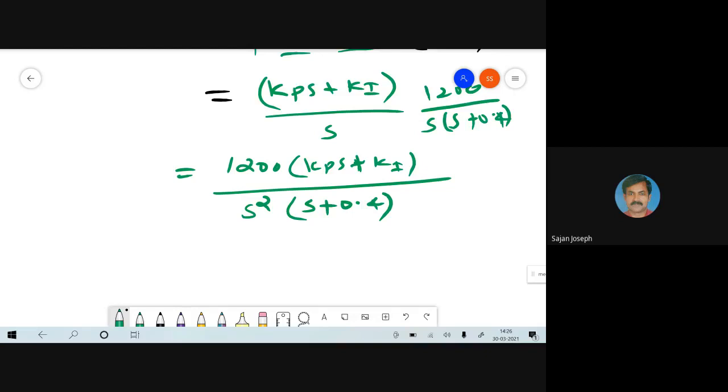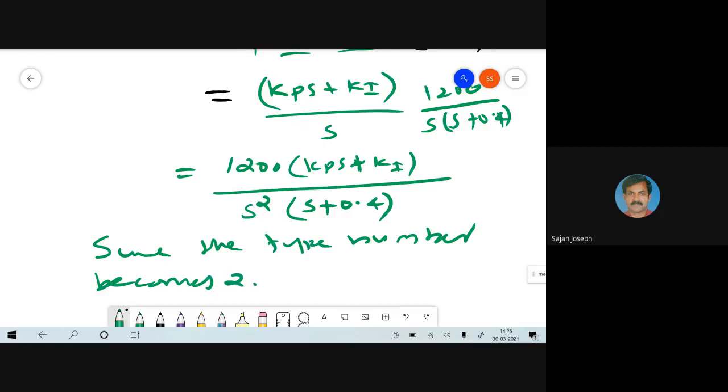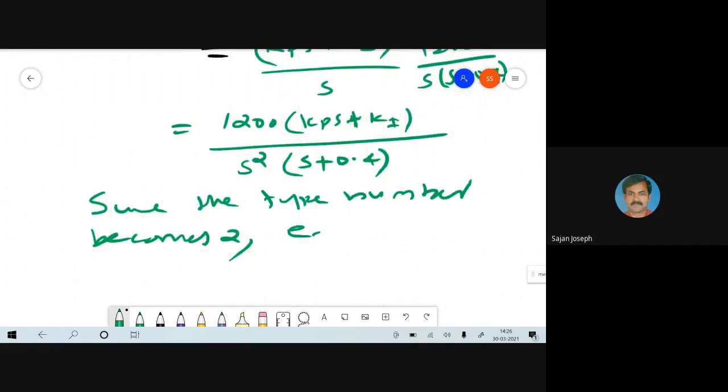Therefore, since the type number becomes 2, you can see that ESSV is guaranteed to be equal to 0. ESSV will be 0.